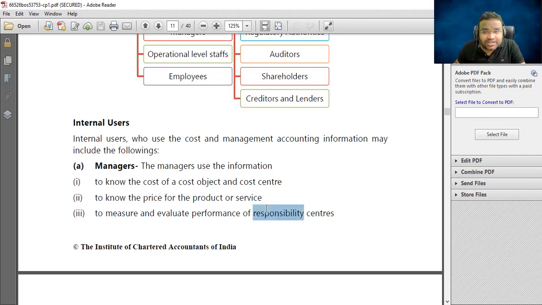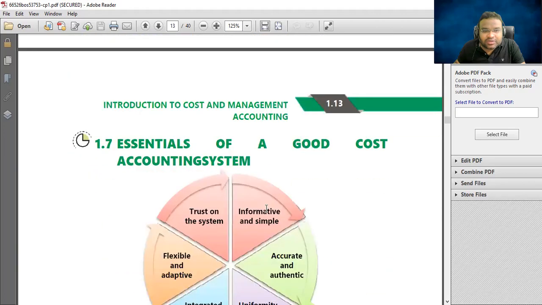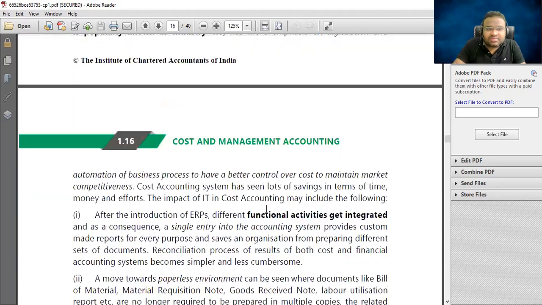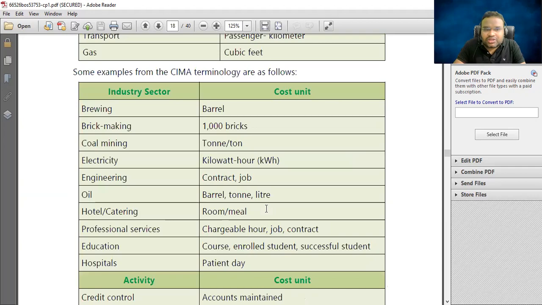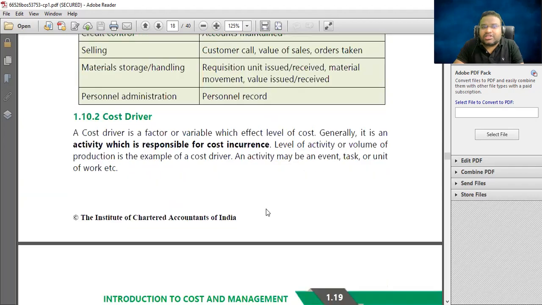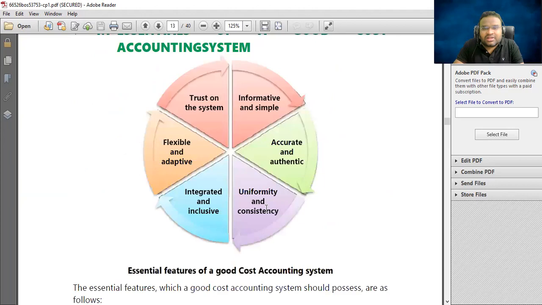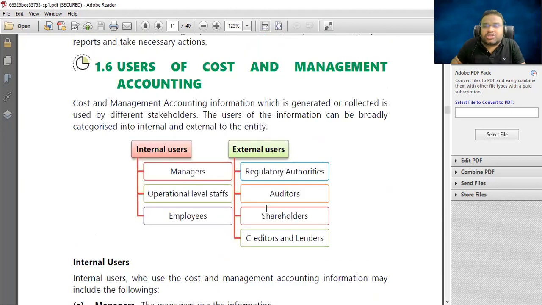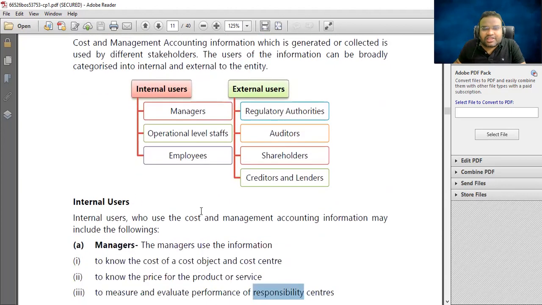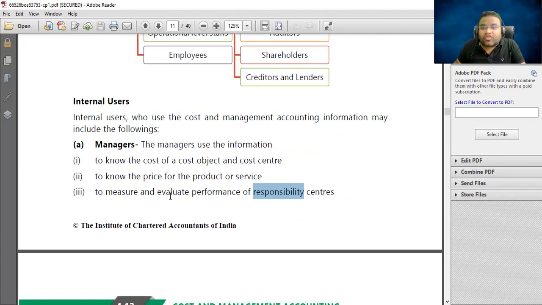So what are responsibility centers? Responsibility centers are given in our institute material, page number 19. Whereas in the users of cost and management accounting, they said to measure and evaluate the performance of responsibility centers. How can you understand responsibility centers here? That is the reason you follow my classes. Responsibility centers are four: cost center, revenue center, profit center, investment center.